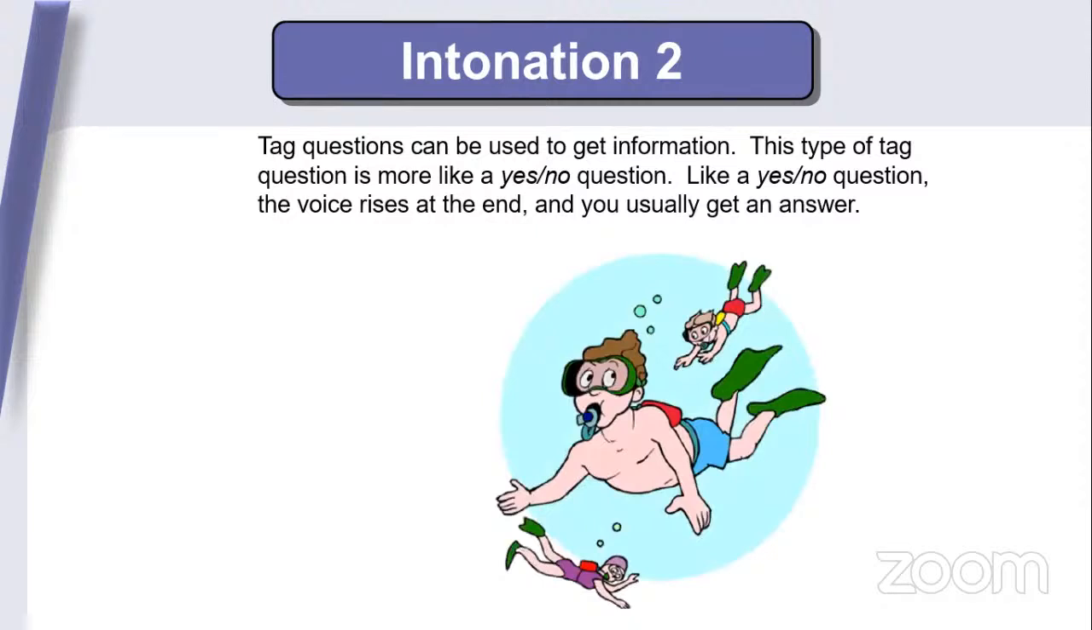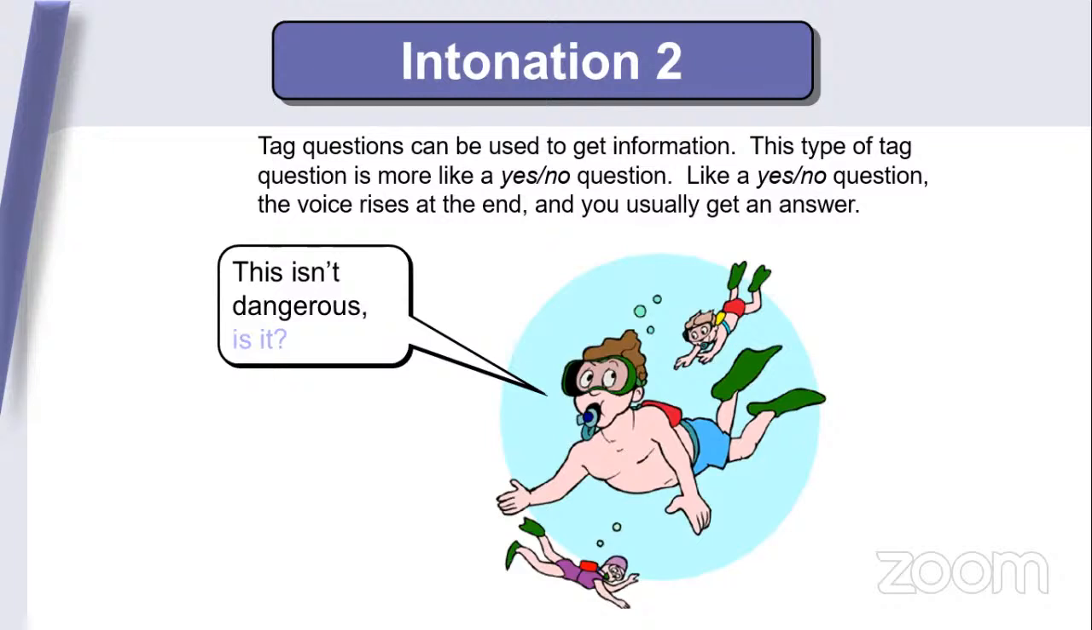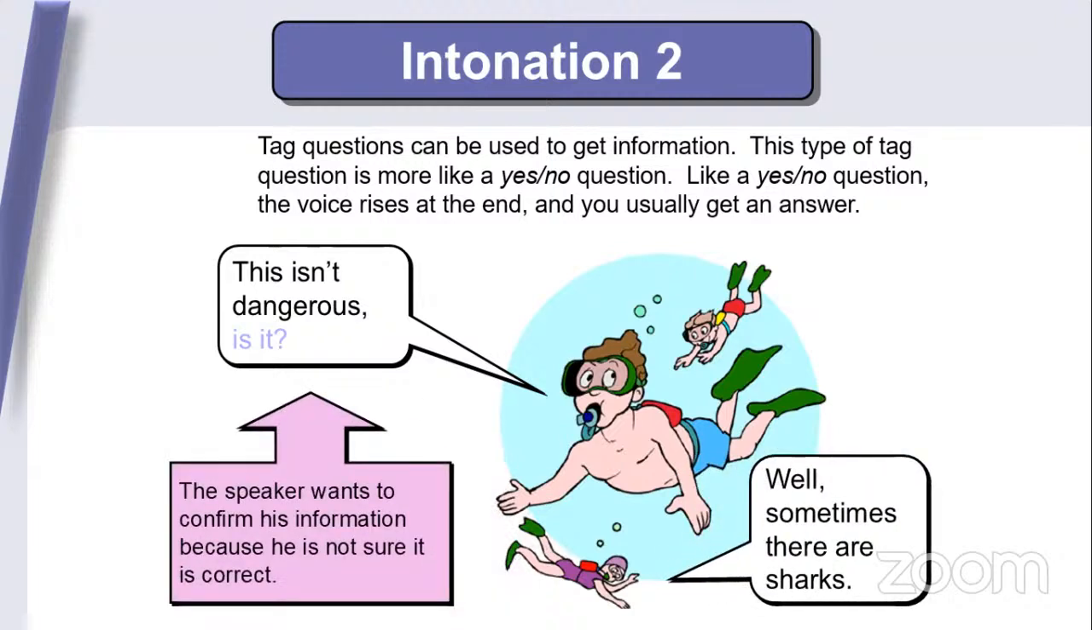And then also we have the other intonation. Tag questions can be used to get information. This type of tag question is more like a yes/no question. The voice rises at the end and you usually get an answer. This isn't dangerous, is it? Well, sometimes there are sharks. The speaker wants to confirm his information because he is not sure it is correct.